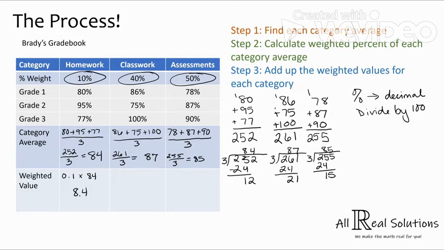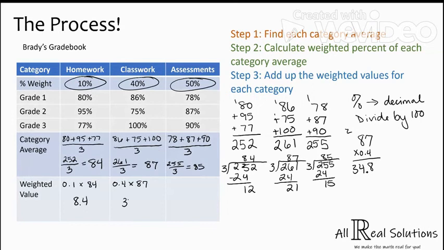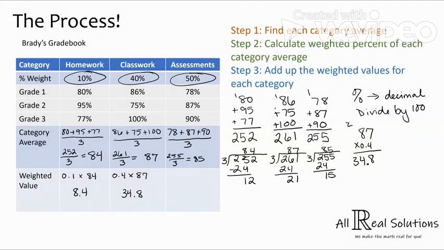Classwork, 40%. Again, the most number of points he could get out of classwork would be 40 towards his final grade, but it's a percentage of that 87. So we're going to do 40 divided by 100, which is 0.4 times 87. And this one I'm going to calculate over here. So 87 times 0.4, so 28, 34, but I have a decimal point. So of the 40 possible percentage points in classwork, he gets 34.8 percentage points towards his final grade because he had an 87. So he gets 87% of the 40 possible percentage points.